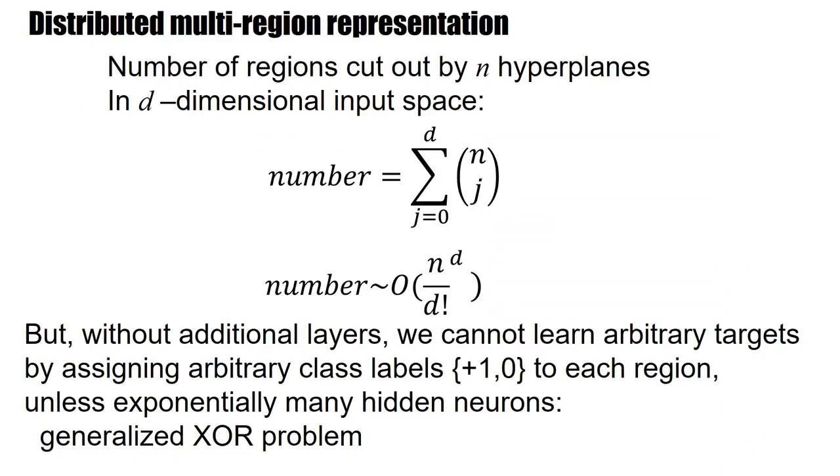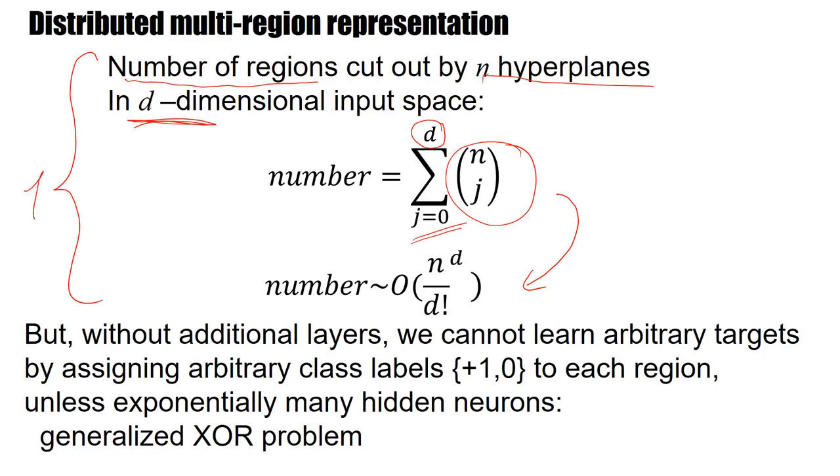The upshot of all this is that the total number of regions cut out by n hyperplanes in a d-dimensional space has this combinatorial factor, and this is the sum up to the d dimensions. You remember that I started in 0 dimensions, then in 1, then in 2, and so we go up to d dimensions. Now this factor can be approximated by n to the power of d divided by d factorial. So first point, there are many regions carved out in d-dimensional space.